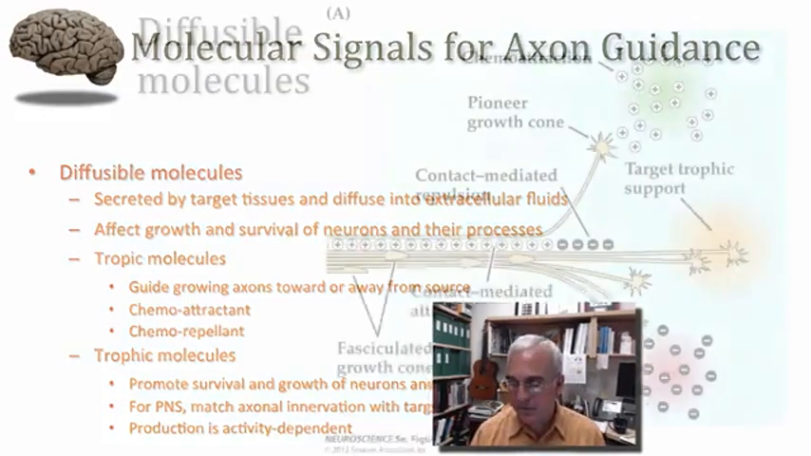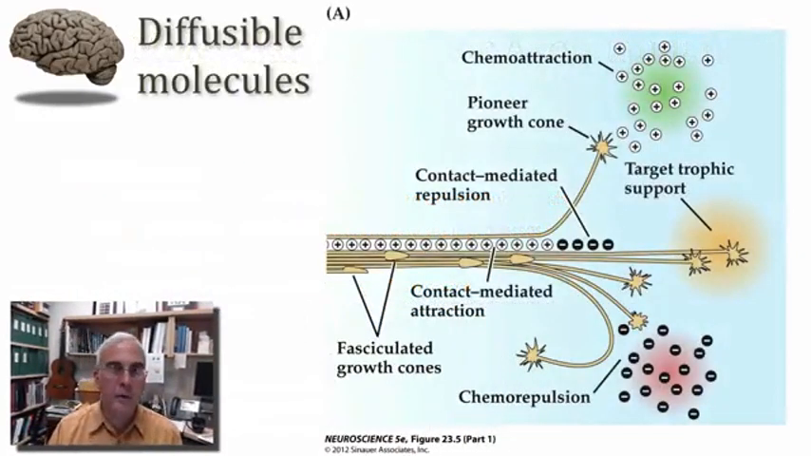So let's consider some examples of our diffusible molecules. So again, the general mode of operation here is that these are molecules that are secreted by target tissues, and these molecules interact with receptors that are present on the surface of the growth cone. These diffusible molecules interacting with their receptors can have widespread effects on the neuron that transduces these signals.